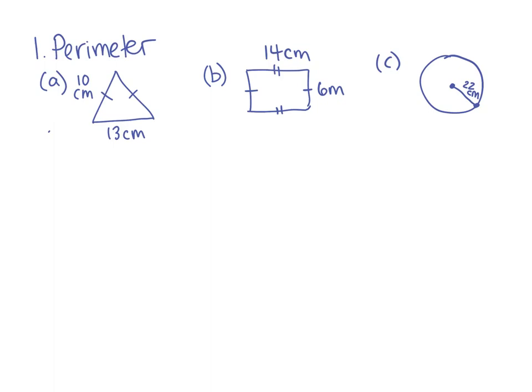Okay, this is just the answers for the perimeter section of this practice assignment. So to find the perimeters of the first two objects, we're just going to add all the sides.